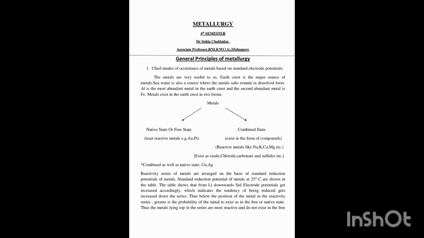Thus, the metals lying at the top of the series are the most reactive and do not exist in the free state at all, but exist in the combined form. As we go down the series, the probability of finding the metal in the earth's crust increases. So this is the table.